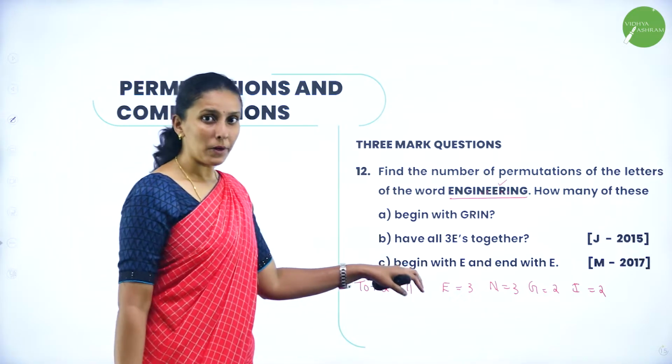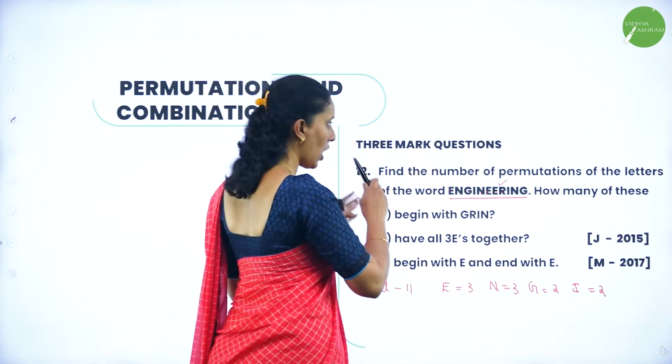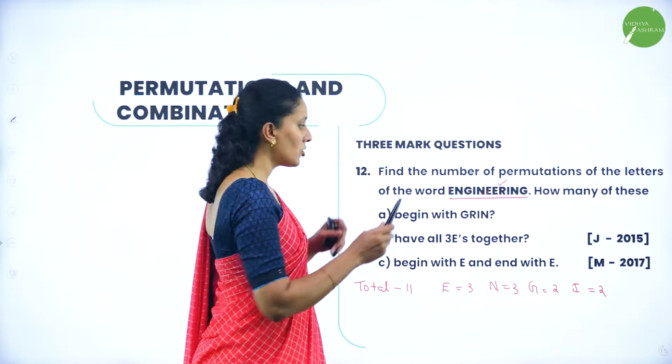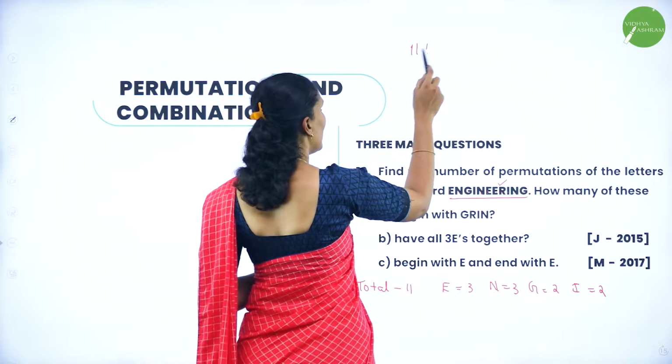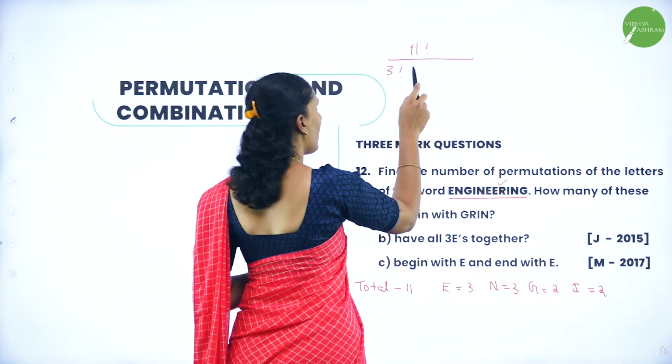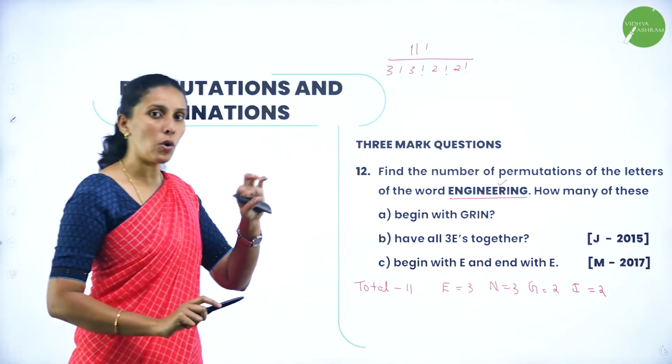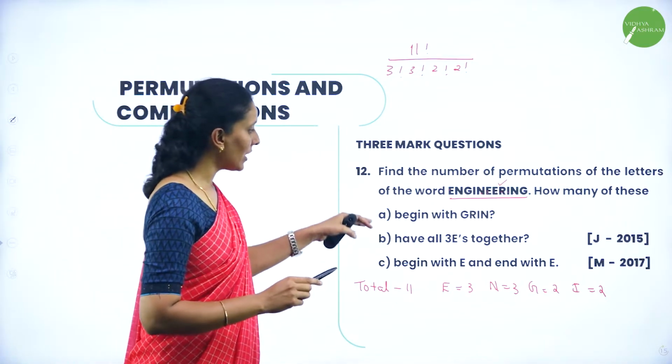So the total permutation, suppose you consider how many permutations can be formed from the word engineering, then it will obviously be 11 factorial by 3 factorial, 3 factorial, 2 factorial, 2 factorial. This is only the total number of arrangements. But we have conditions here.